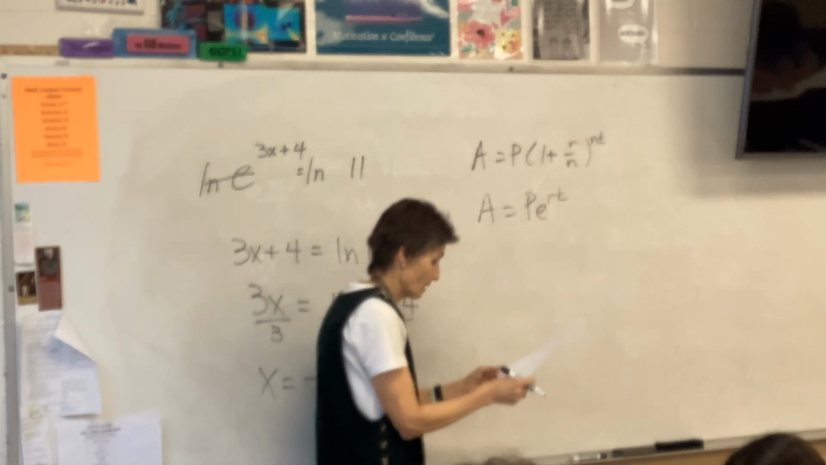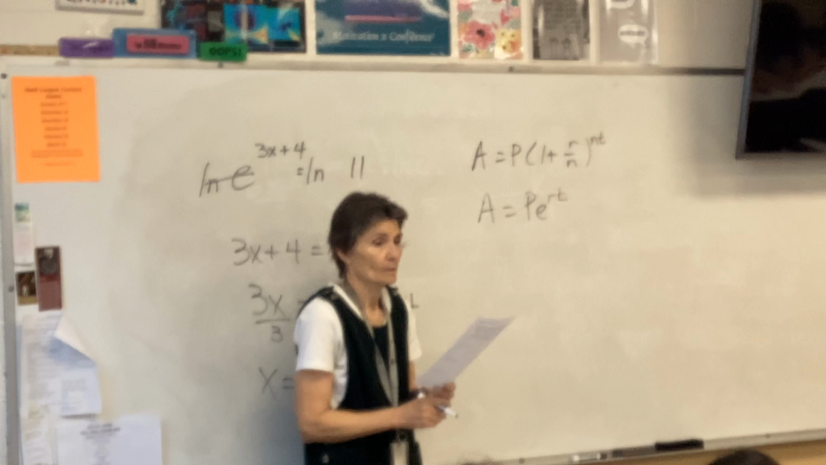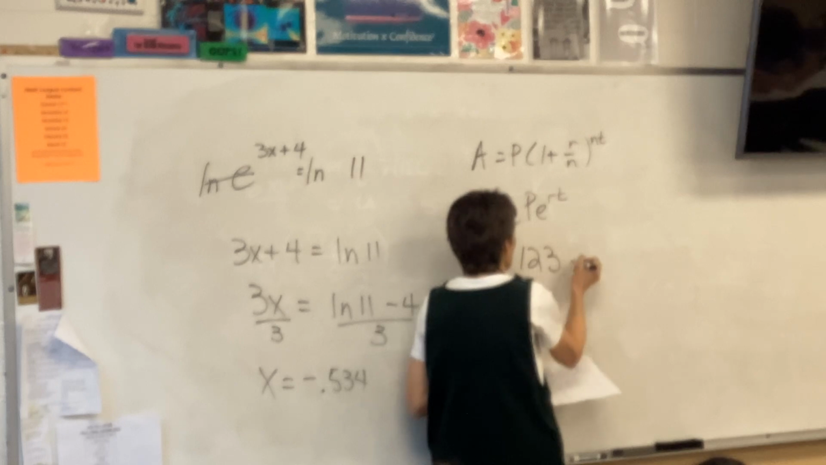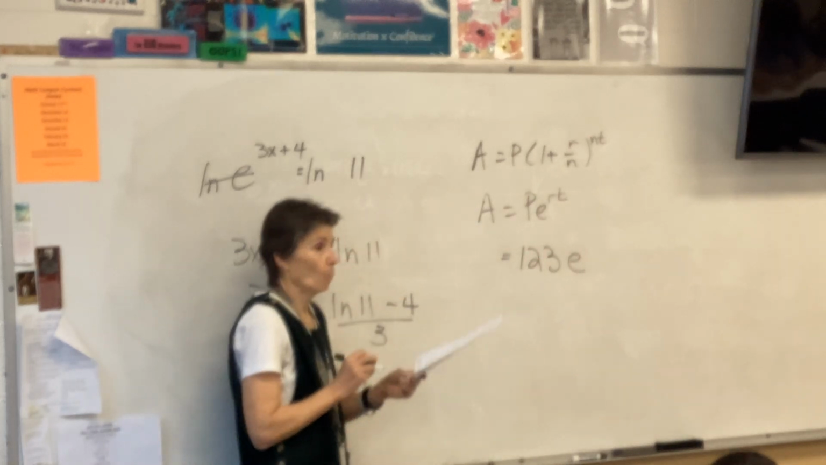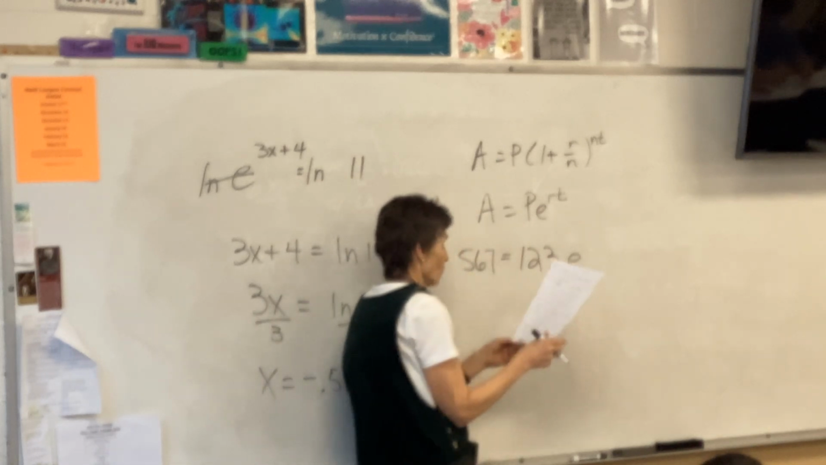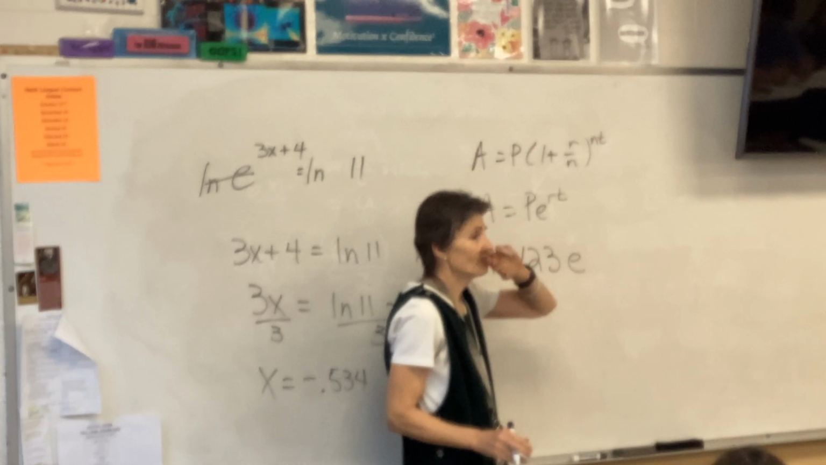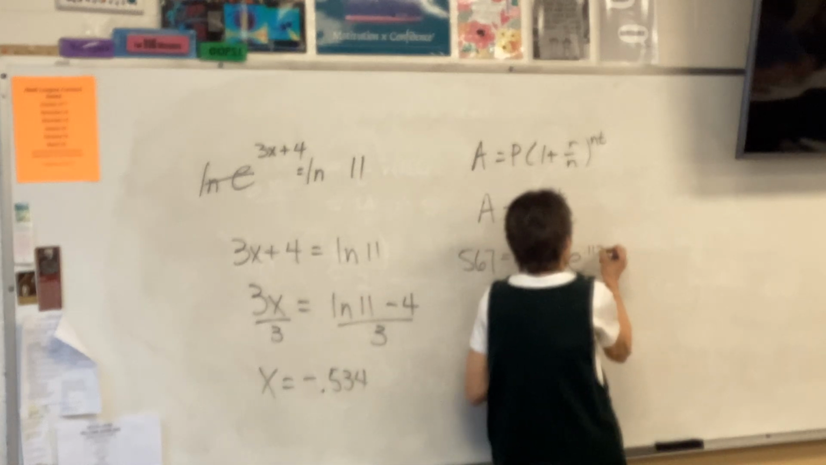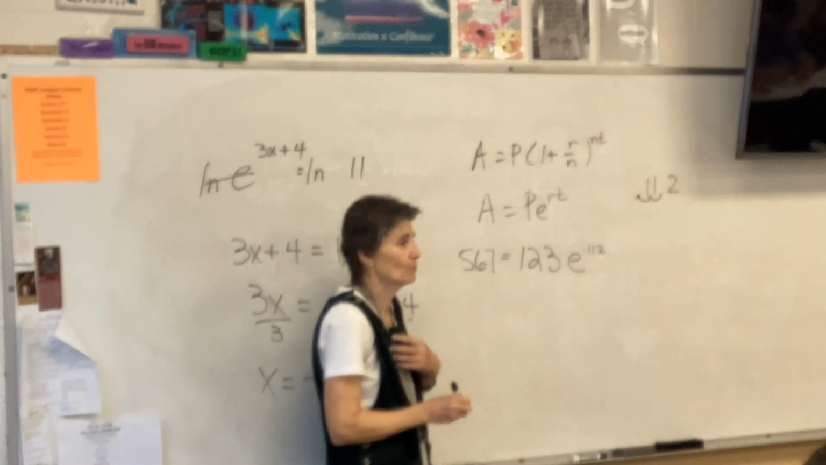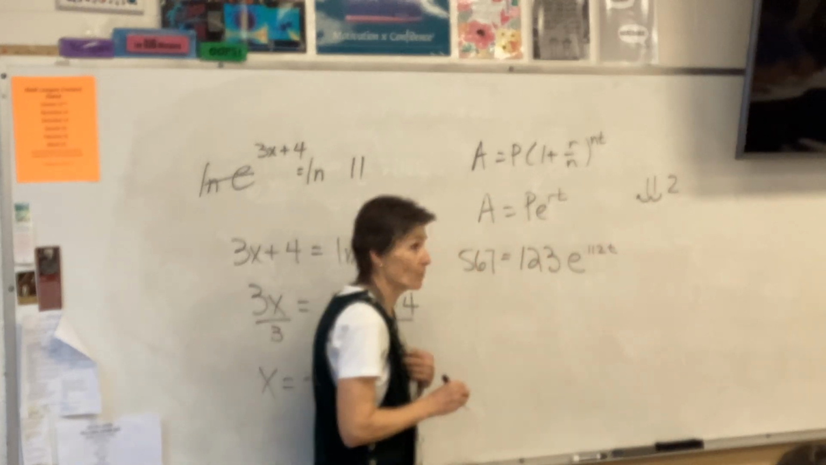So here we go. There's not enough room. What's the 123? That's what I start with. I'm starting with 123. What am I ending with? 567. What's my R? 0.112. 11.2, 2 places, 0.112. And T is the thing that I don't know.